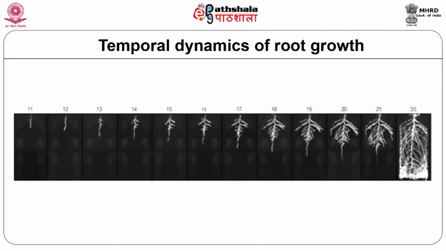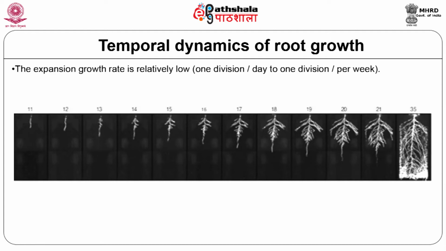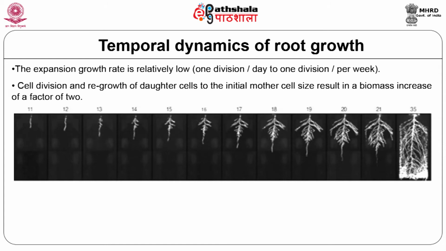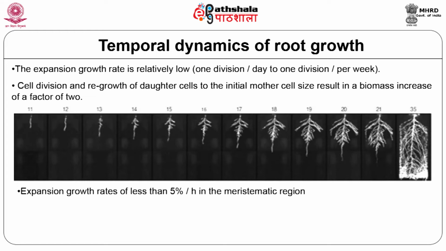Dynamics of root growth is largely dependent on the spatial zonation seen from the apex to base of a root. In the root meristem, which is situated at the tip of the root, expansion growth rate is relatively low as repetitive cell divisions take place at rates ranging from 1 division per day to 1 per week. Cell division and regrowth of daughter cells to the initial mother cell size results in a biomass increase by a factor of 2. This accounts for expansion growth rates of less than 5% per hour in the meristematic region.